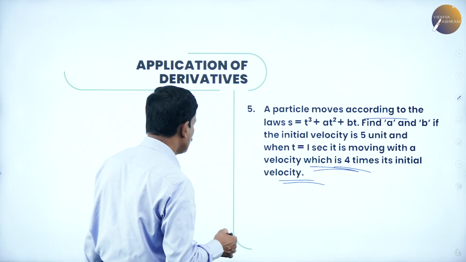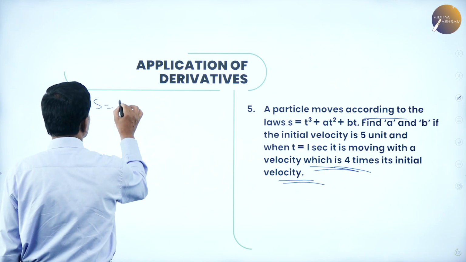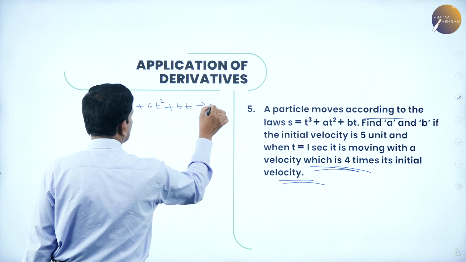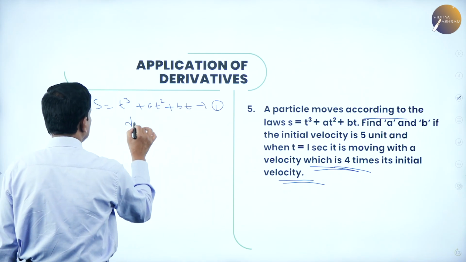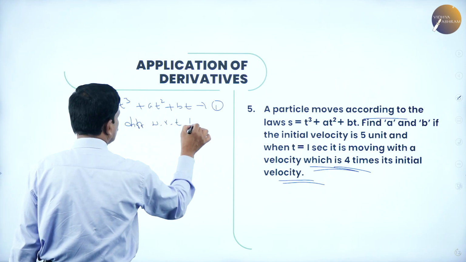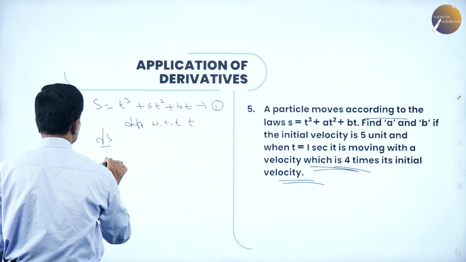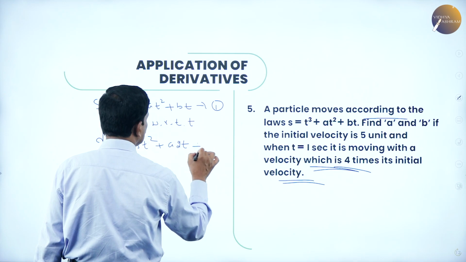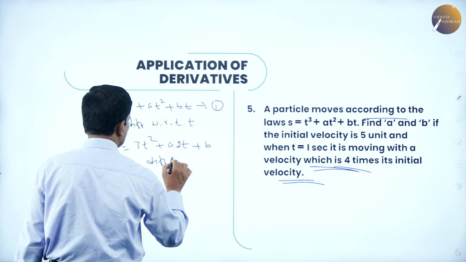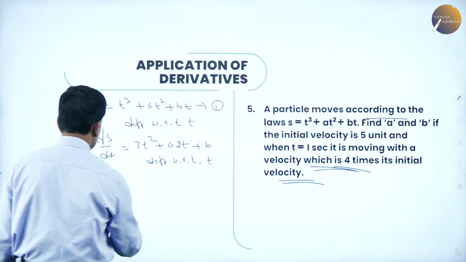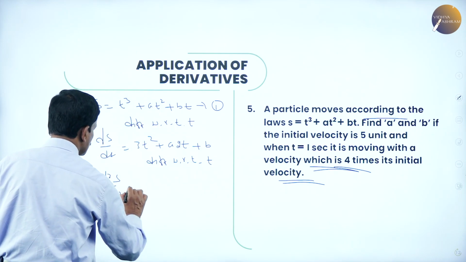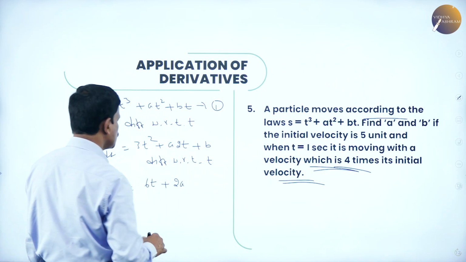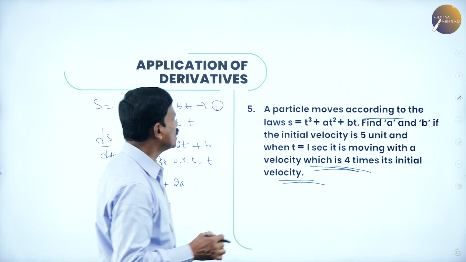Now, first find the derivative. What is given? S is equal to t cube plus a t square plus b into t. Let us represent this as equation number 1, and differentiate with respect to t. ds by dt is equal to 3t square plus a into 2t plus b. Differentiate again with respect to t: d square s by dt square is equal to 6t plus 2a.